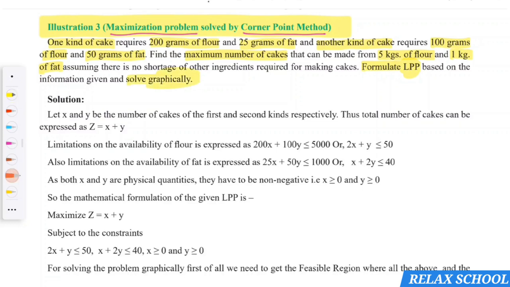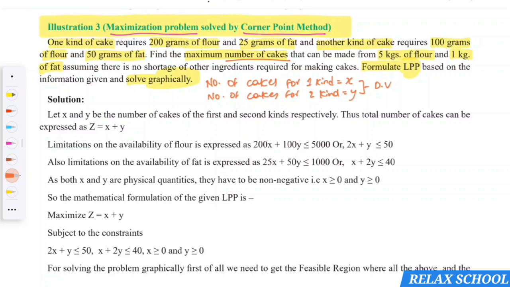So let's find the decision variables first. Here it is nothing but the number of cakes. So we have two kinds of cakes. The number of cakes of the first kind is x. The number of cakes of the second kind is y. So this x and y become the decision variables.